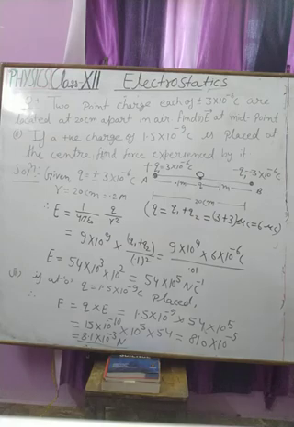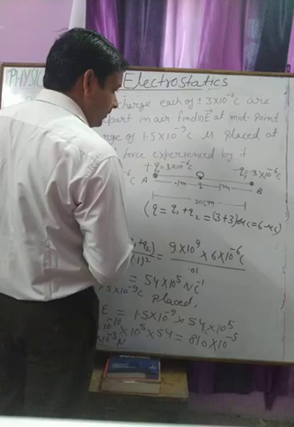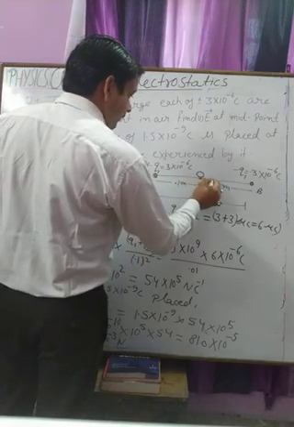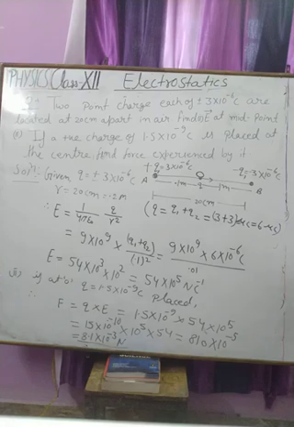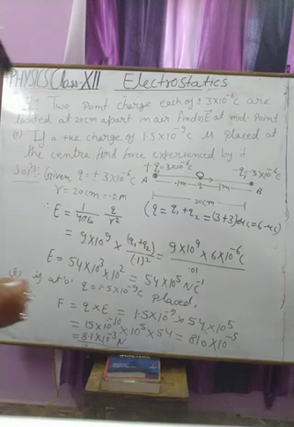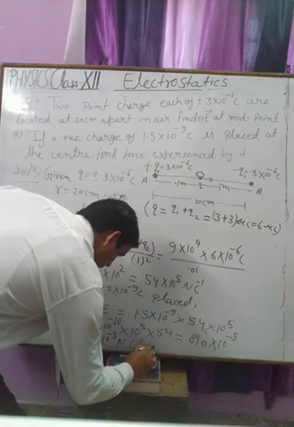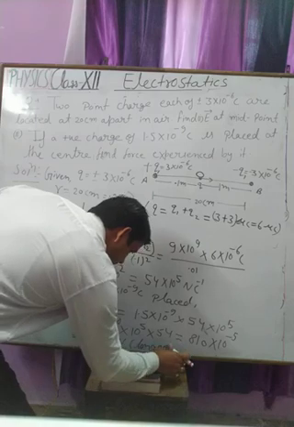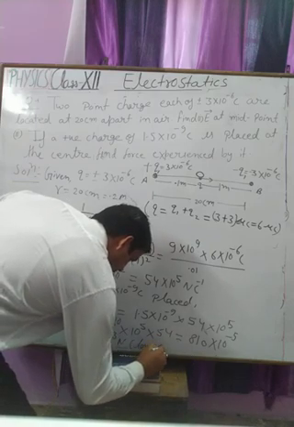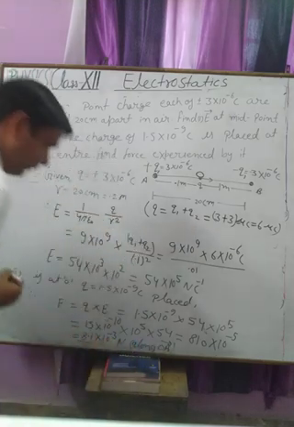And because this is a positive charge and this is also a positive charge, the electric field is in the direction of AO, along OA.